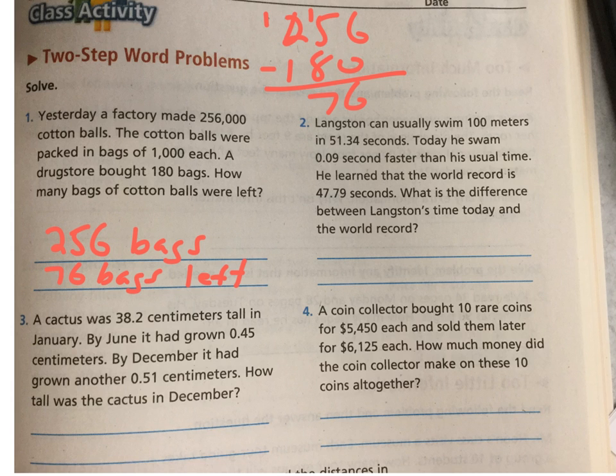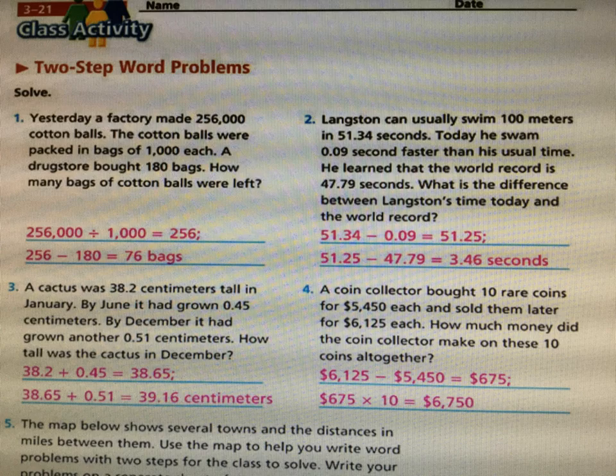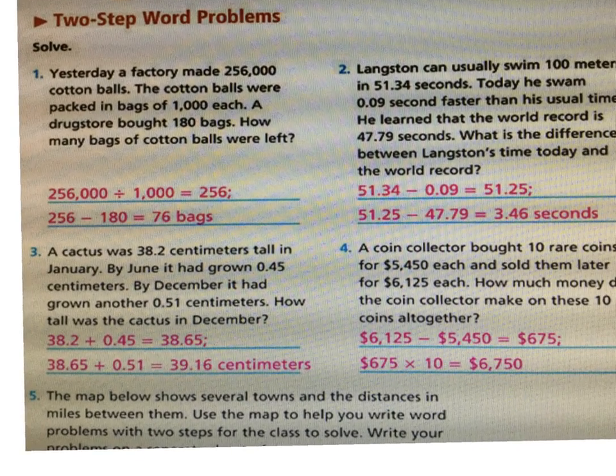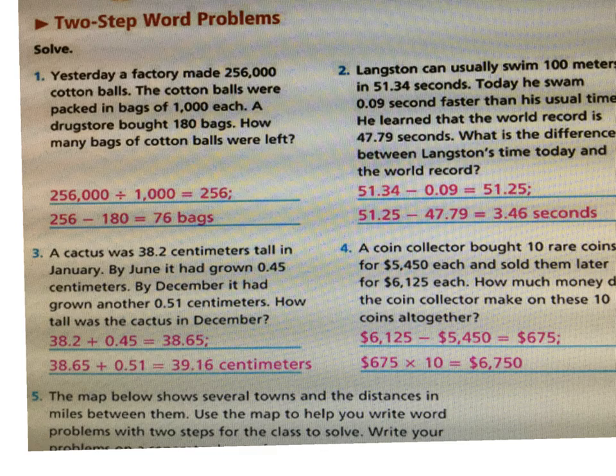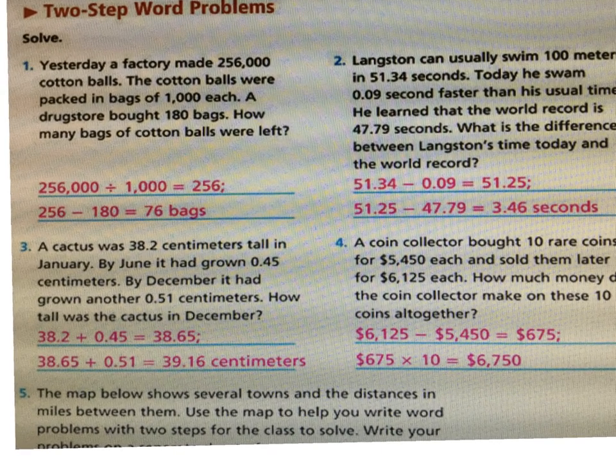All right, let's see how you did. Problem number 1 has 256,000 divided by 1,000 is 256 bags, and then 256 minus 180 was 76 bags. Number 2, you get the 2 steps there, both answers. Number 3, both steps with their answers, and the final answer has a label. Number 4, it's all money, so the labeling goes with dollars and cents with the dollar sign.